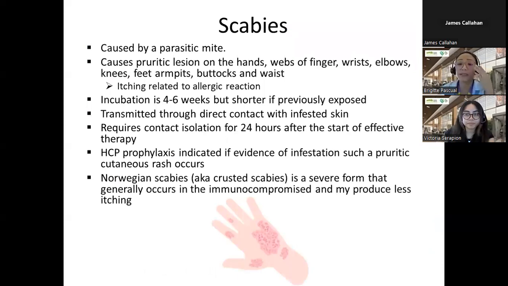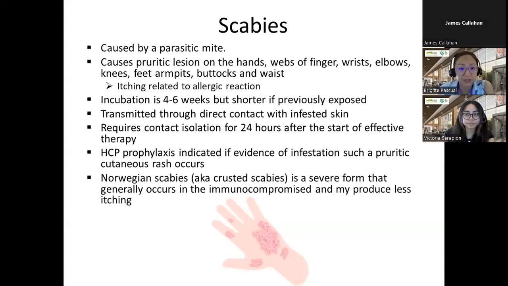Scabies is caused by a parasitic mite. It causes pruritic lesions in the hands, webs of fingers, wrists, elbows, knees, feet, armpits, buttocks, and waist. The itching is related to the allergic reaction. Incubation is 4 to 6 weeks, but shorter if the resident is previously exposed. It is transmitted through direct contact with the infested skin and requires contact isolation for 24 hours after the start of effective therapy. Healthcare personnel prophylaxis is indicated if evidence of infestation such as a pruritic cutaneous rash occurs.